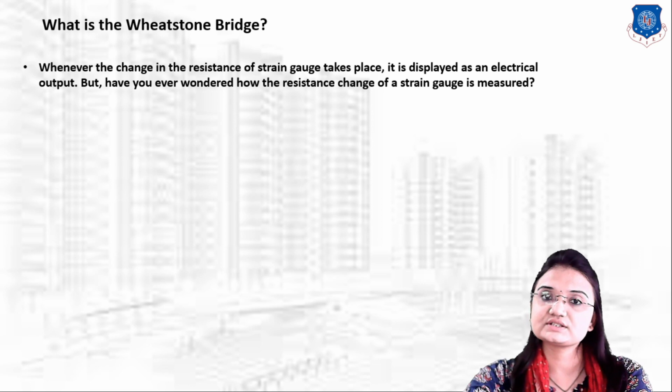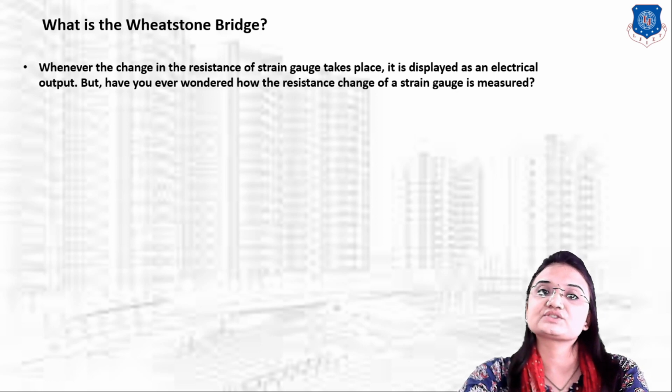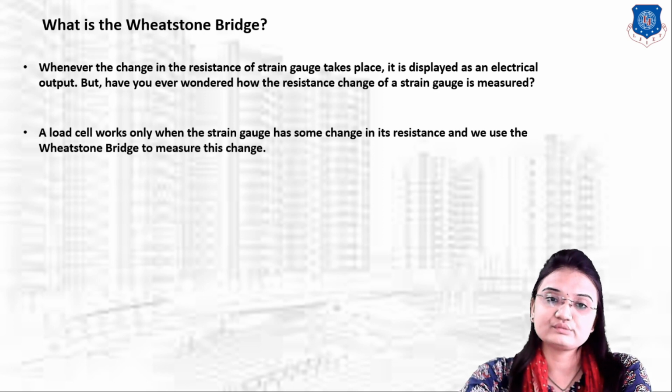So whenever the change in resistance of the strain gauge takes place, it is displayed as an electrical output. But the main question is how we can measure the changes in resistance of the strain gauge. Okay, so load cell works only when any change occurs in the resistance of the strain gauge, and we can measure this resistance with the help of the Wheatstone bridge.